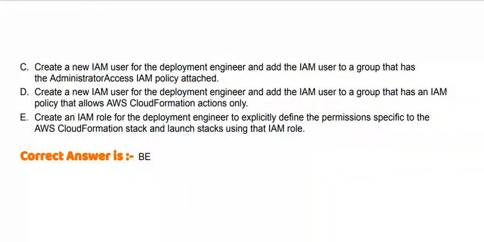Option D. Create a new IAM user for the deployment engineer and add the IAM user to a group that has an IAM policy that allows AWS CloudFormation actions only. And option E. Create an IAM role for the deployment engineer to explicitly define the permissions specific to the AWS CloudFormation stack and launch stacks using that IAM role. And the correct answer is option B and E.